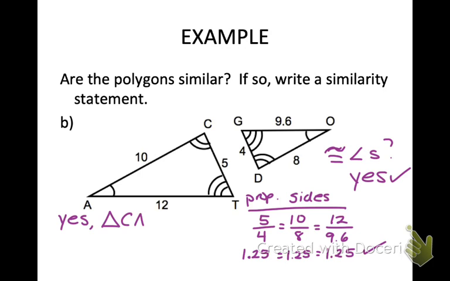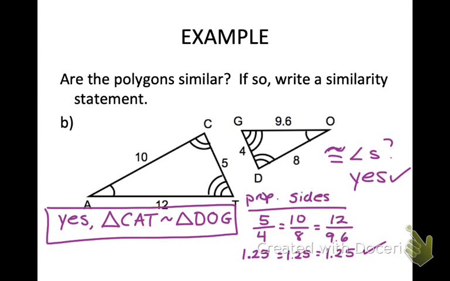Let's see if this works out. Did I really do cat and dog? CAT is similar to, C matches up with D, A matches up with O. Oh, I did. Look at that. Triangle cat similar to triangle dog. Okay? So, can you check if two figures are similar? Yes? Okay.